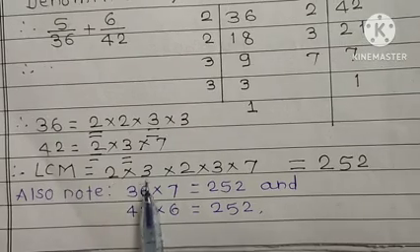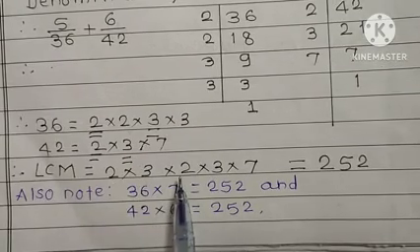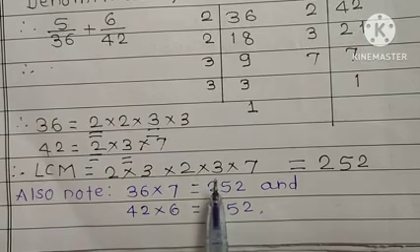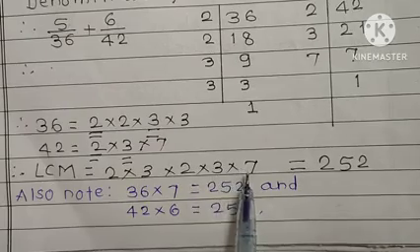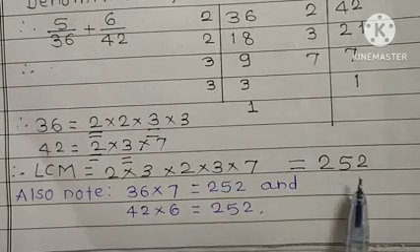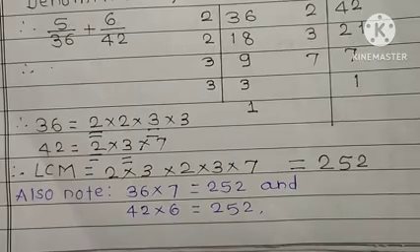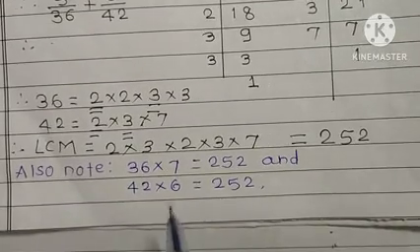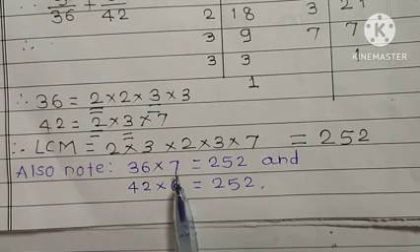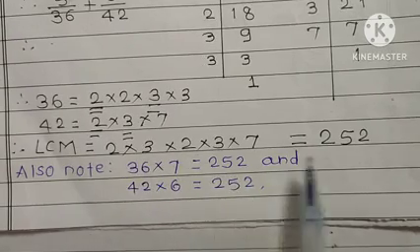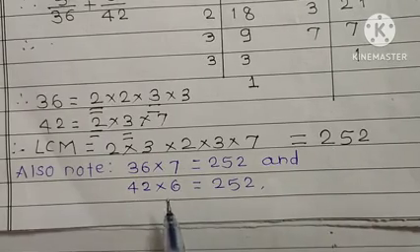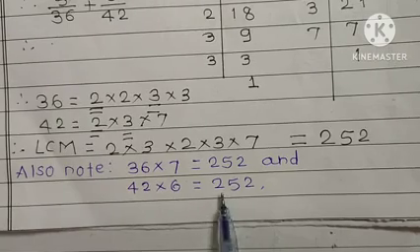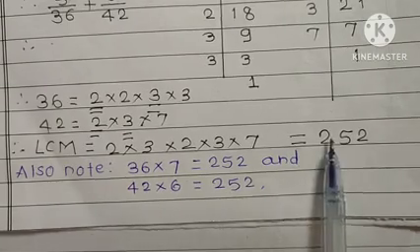Okay. 2 into 3, 6. 6 into 2, 12. 12 into 3, 36. 36 into 7, that is 252. Now also note, 36 into 7 is 252, that is the LCM, and 42 into 6 is also 252, that is the LCM.